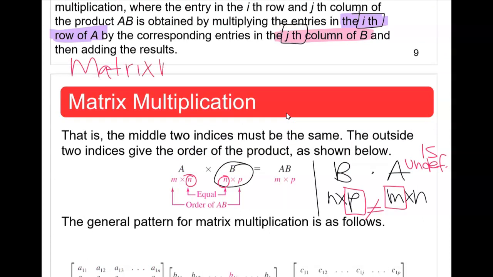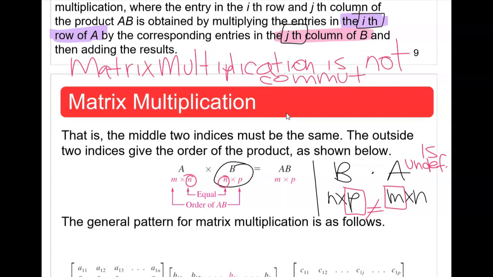Matrix multiplication is not commutative. There are some special cases where it is, but in most cases it's not. Just one simple counterexample makes it not be true for all.